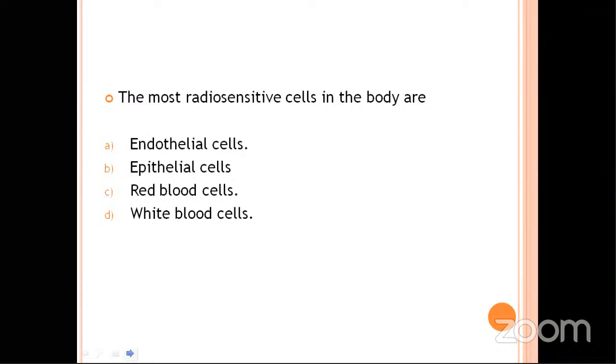The most radiosensitive cells in the body are: endothelial cells, epithelial cells, red blood cells, white blood cells. So the cells which have the most progenitor cells are the very sensitive cells. So out of these, the option is white blood cells. Okay.